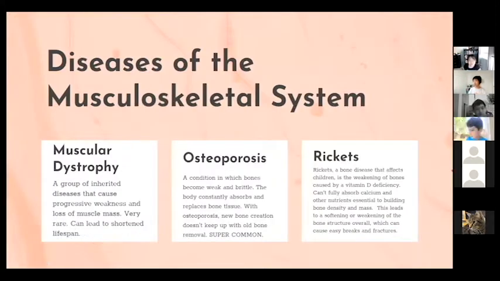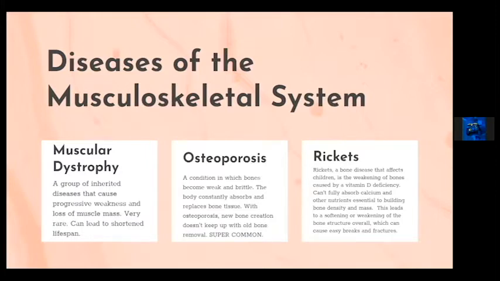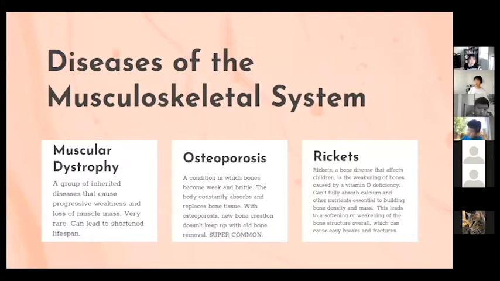Okay, so lastly, we want to talk about the diseases of the muscular and skeletal system. I can never pronounce it together, so I'll be pronouncing it separately. So first off, let's talk about muscular dystrophy. This is actually a very rare kind of disease, and it's more common in boys than in girls. It's a group of inherited diseases that cause progressive weakness and loss of muscle mass. Let's keep in mind, it's very, very rare and very unlikely to happen, but it can happen in some cases. And it can lead to a shortened lifespan and heart problems as well.